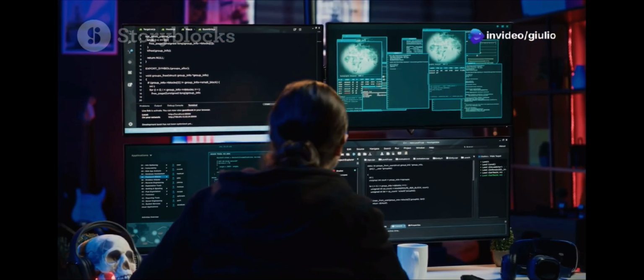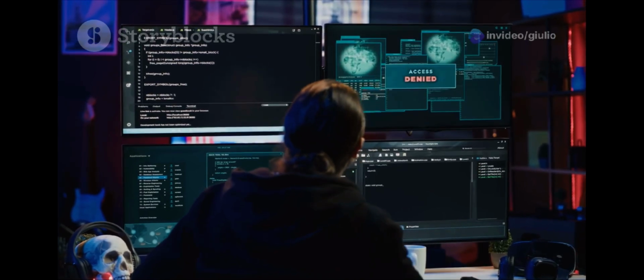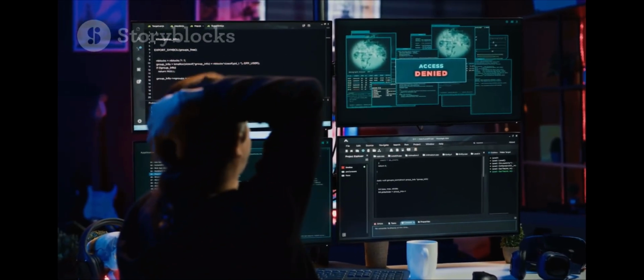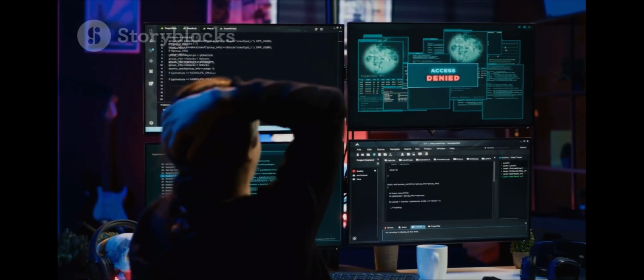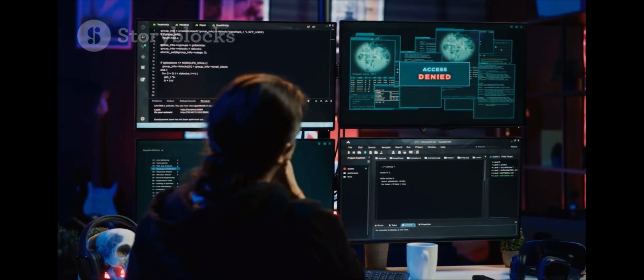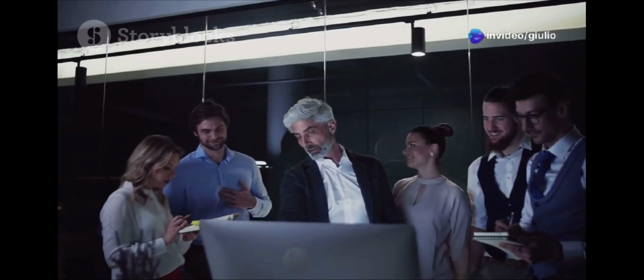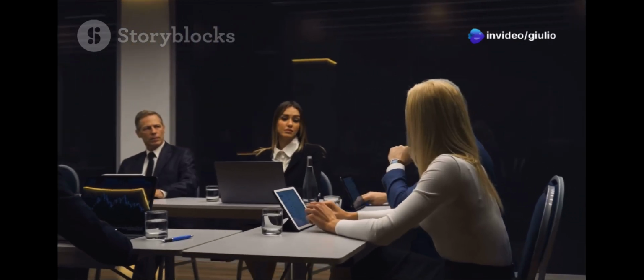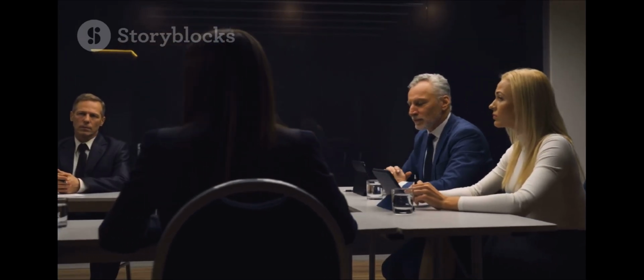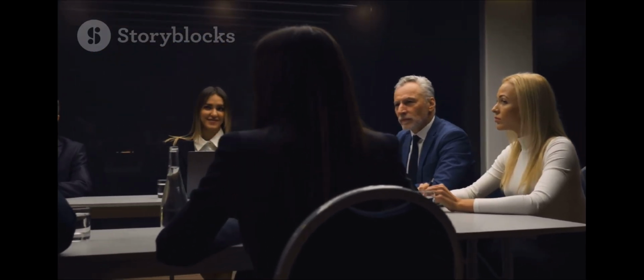We must move from a reactive approach where we only address security breaches after they occur to a proactive approach where we prioritize prevention and mitigation strategies. This requires a collective effort. Governments, businesses, and individuals must work together to share information, develop best practices, and implement effective cybersecurity measures.